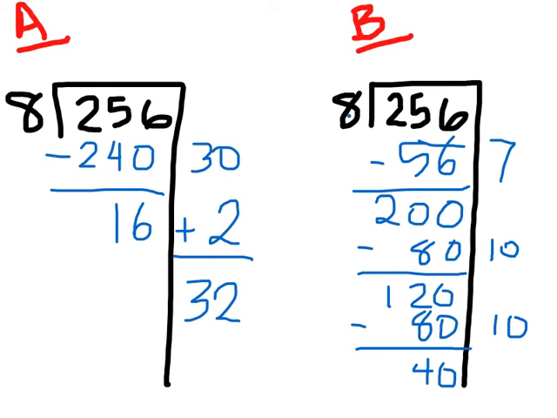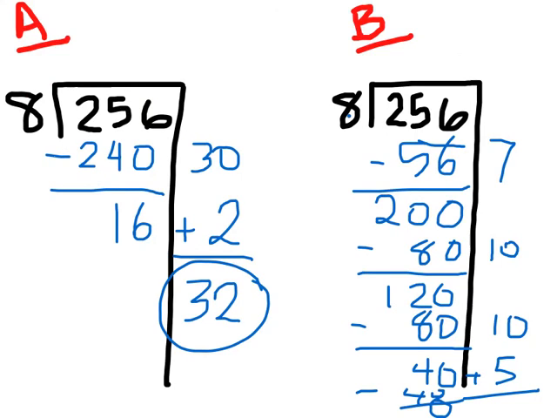And then he sees 40 and he says, oh, I know 8 times 5 is 40. So 8 times 5 is 40, and that leaves him with a 0 remainder. Now all he has to do, just like student A did, is add. And we should get the same answer. 10 plus 10 is 20, plus 7 is 27, plus 5 is 32.